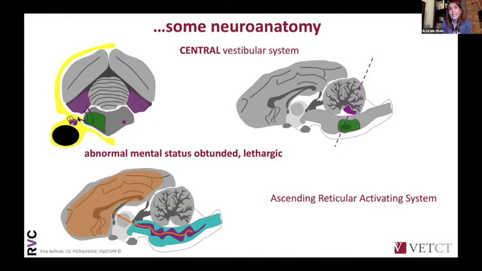With a peripheral lesion, they may be disoriented, like anything is spinning around you, so they may be quite disorientated, but they should not be obtunded, they should not be lethargic.